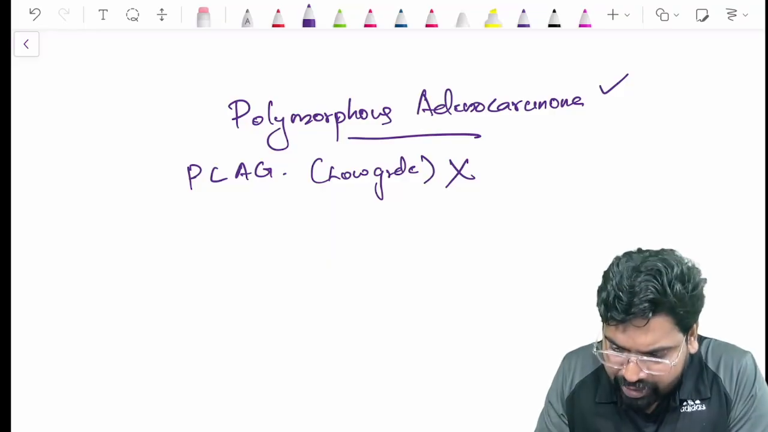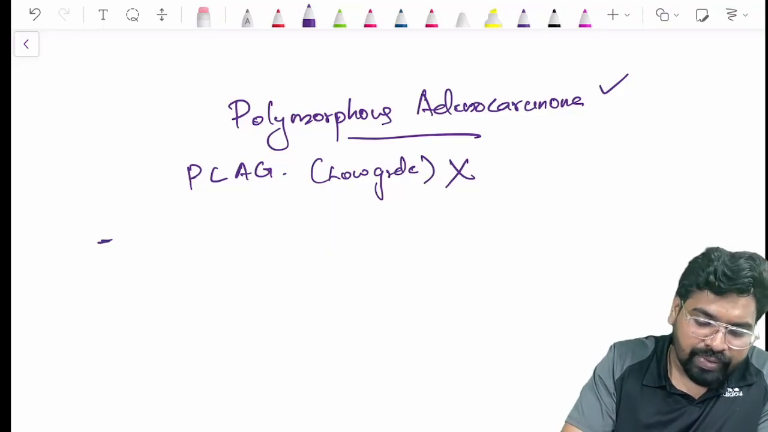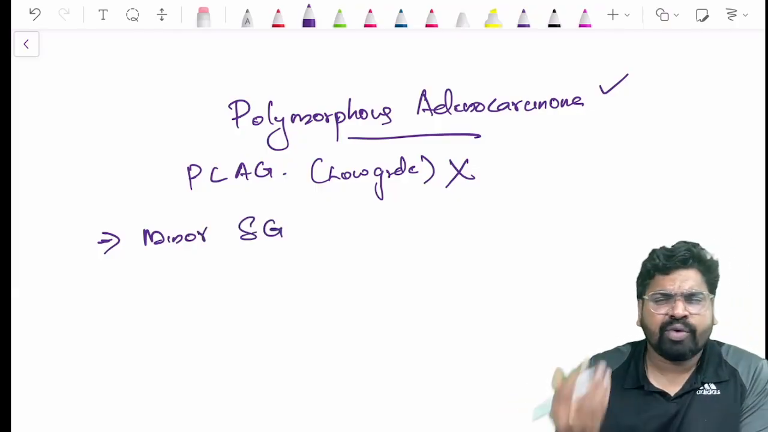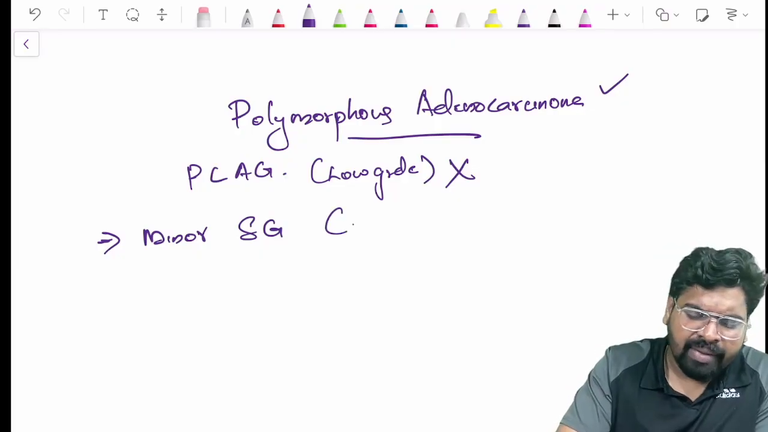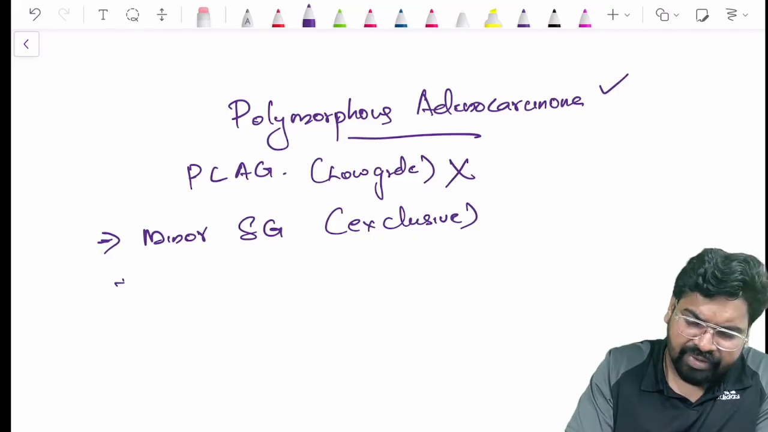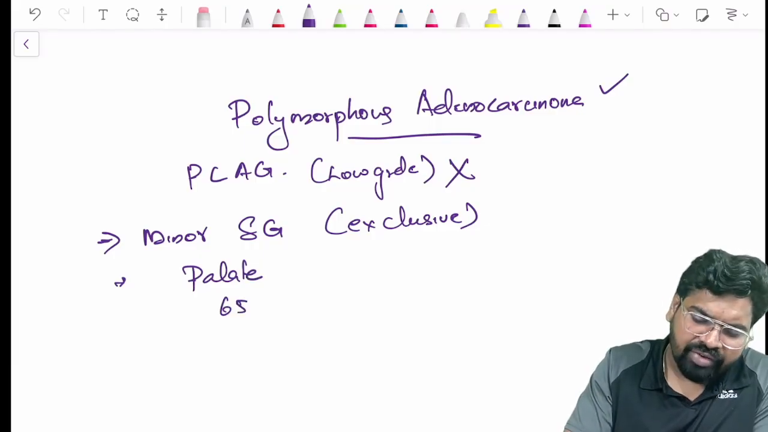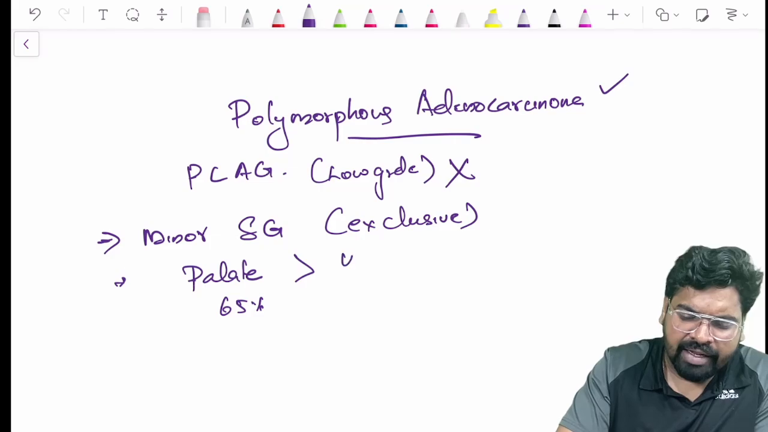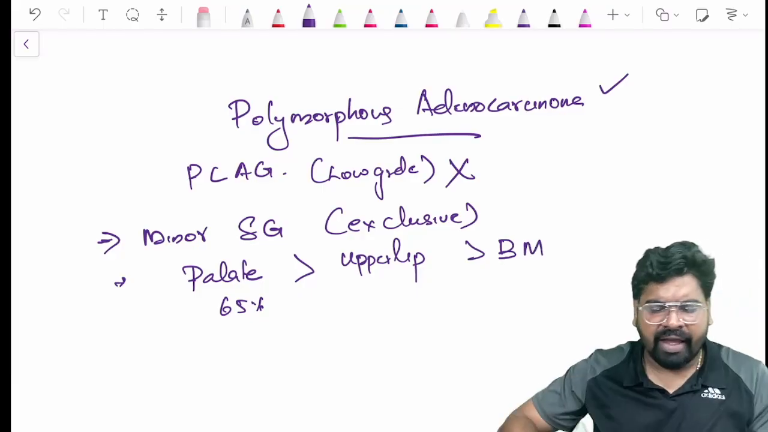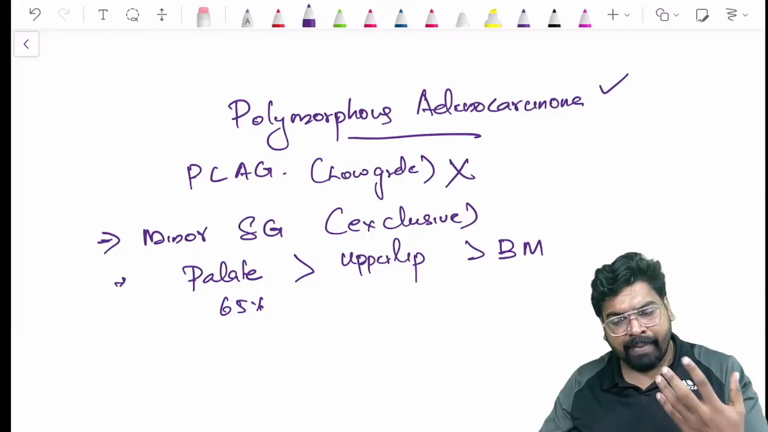Now the specialty of this polymorphous adenocarcinoma is that this carcinoma usually comes in the minor salivary glands. It is exclusively a tumor of the minor salivary glands, and mostly it comes in the palatal region. In 65% of the cases it comes in the palate. It can come in the upper lip, and it is least common in the buccal mucosa.